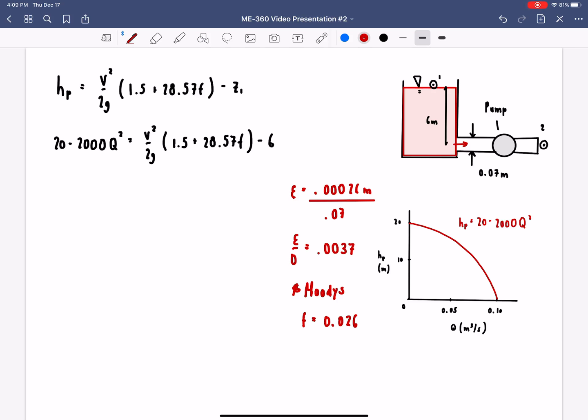So from here, we can then plug in for our friction factor and subtract the 20 to the other side and begin solving for volumetric flow rate. So we end up with negative 2,000 Q squared is equal to V squared over 2g times 1.5 plus 28.57 times our friction factor that we just found, 0.026, minus 6.